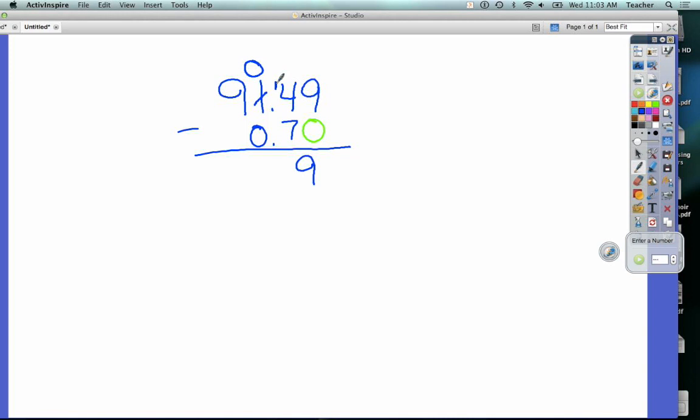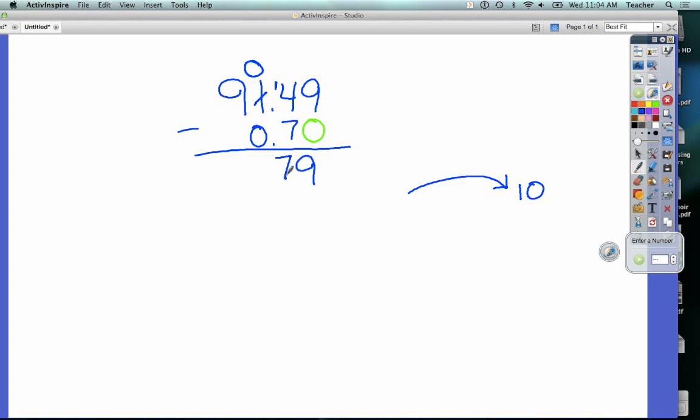Remember, every time you go one place over, if I go over this way, what am I adding each time I move over? Each time I move over one place, what am I adding? 10. Because remember the magic number is 10. So if I go from the ones place to the tenths place, I'm adding 10. So then my number becomes 14. 14 minus 7 is, everybody?